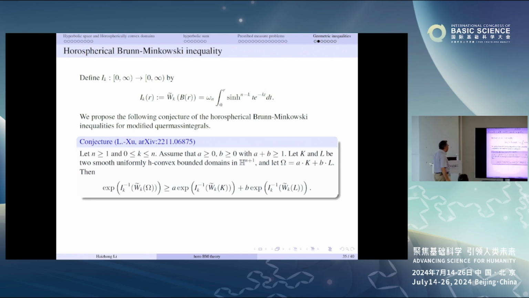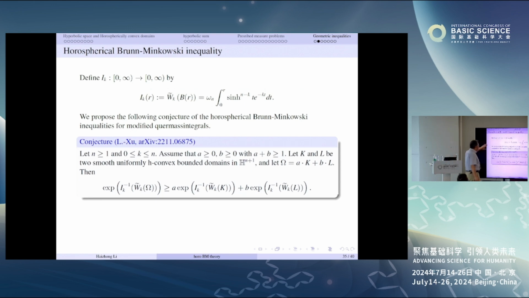Using this, we made a conjecture two years ago in our theory. Let me state my conjecture. Given a, b non-negative numbers, and a plus b not less than 1, K and L are two h-convex domains. Given the summation omega equals aK plus bL, we propose exp I_k inverse of W_k tilde of omega is not less than a exp I_k inverse of W_k tilde of K plus b exp I_k inverse of W_k tilde of L. We call this the Brunn-Minkowski inequality.